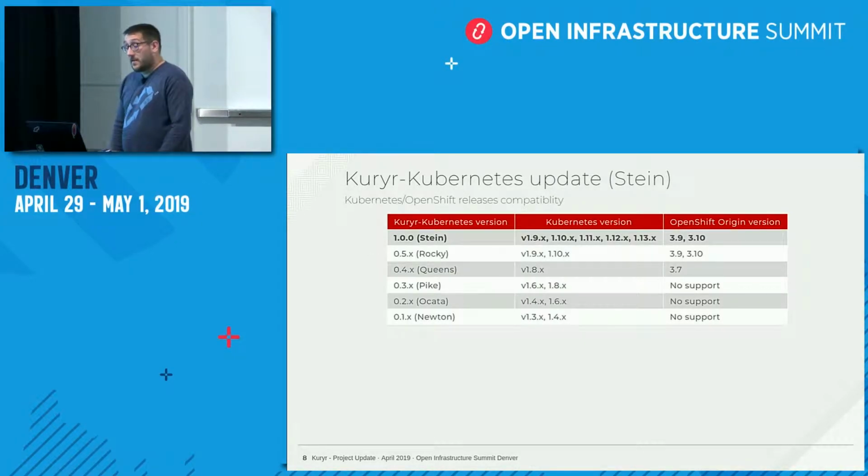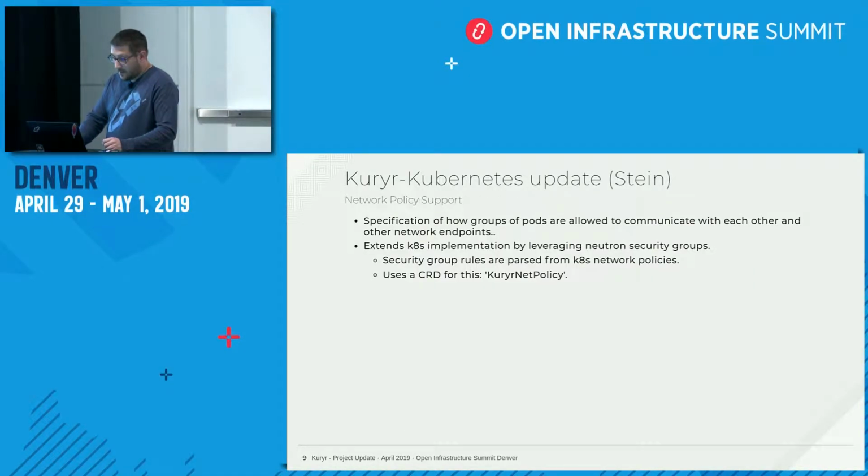Also, I can probably announce that we have released in this cycle of Stein our first stable version, which is 1.0, so congrats to all contributors. And I just wanted to highlight a little bit here that in this matrix, we map our Kuryr-Kubernetes version to the Kubernetes and OpenShift versions. Even if it's not stated here, we will also be supporting OpenShift 4.0 with this latest version.